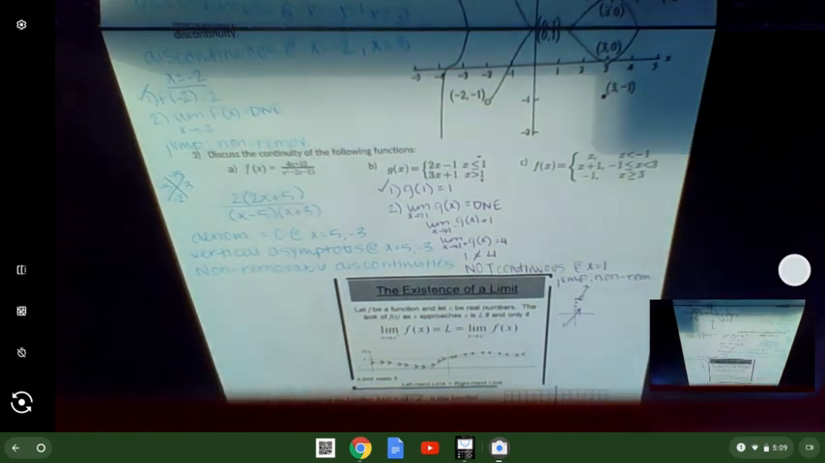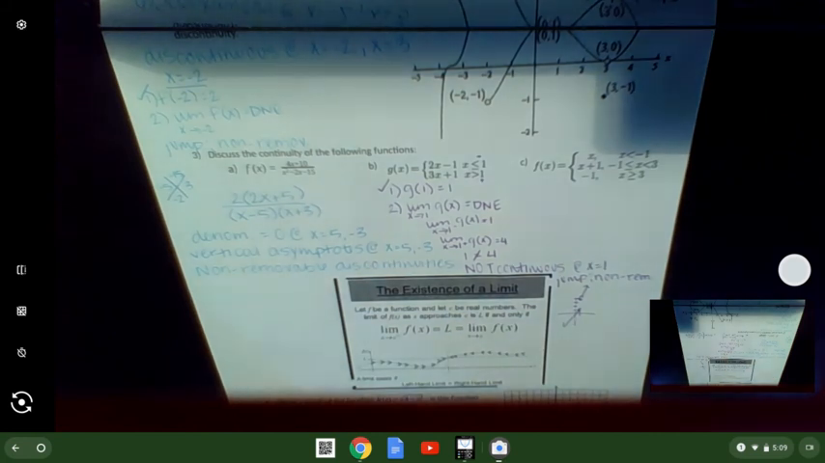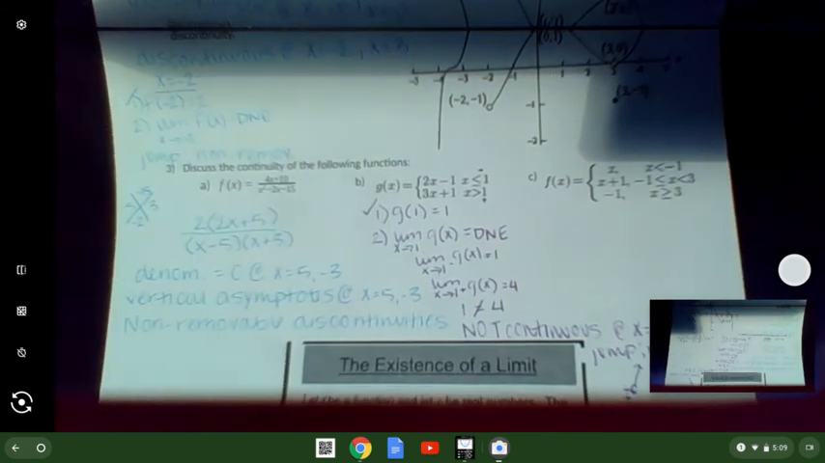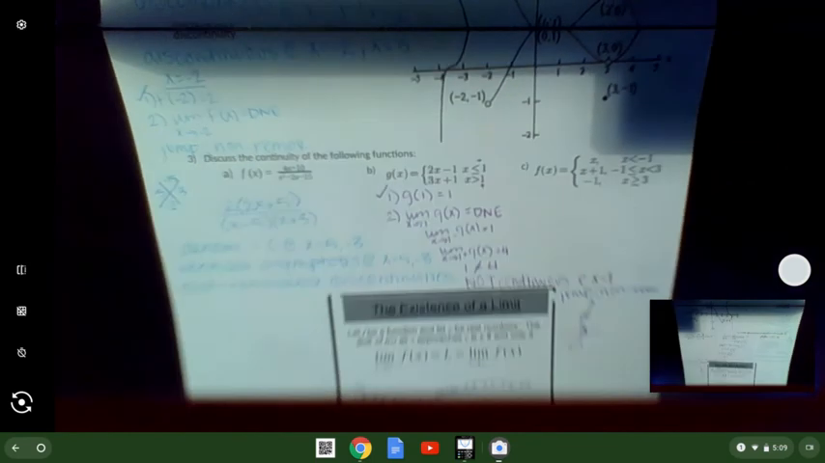Okay, so I'm going to let you try and see if you can discuss the continuity of that function, which is going to mean you're going to have to find some one-sided limits. I think that is most likely otherwise enough new material for today.